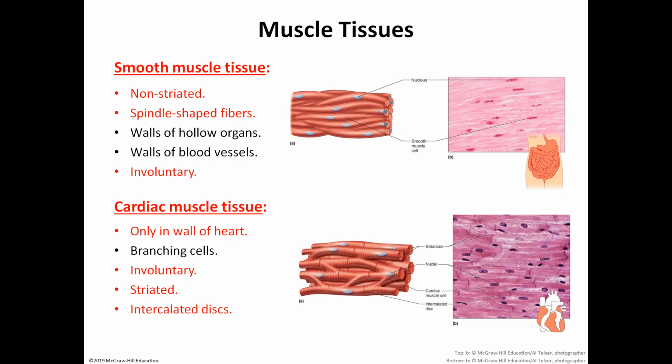And then the last but not least, we have our cardiac muscle tissue. This is only found in the wall of the heart. So this makes it pretty easy. You will see that it is striated. So it does have those stripes to it. But they're actually going to have branching cells that we're going to see.